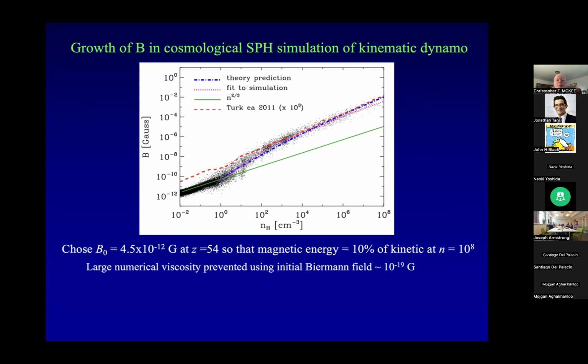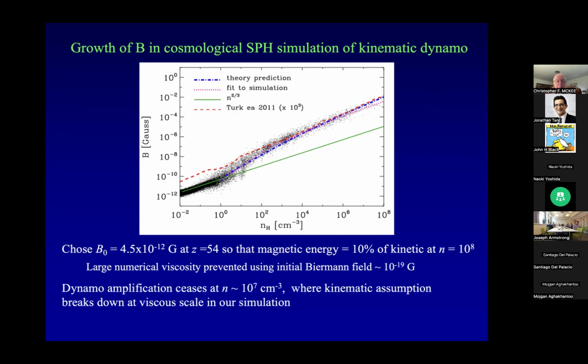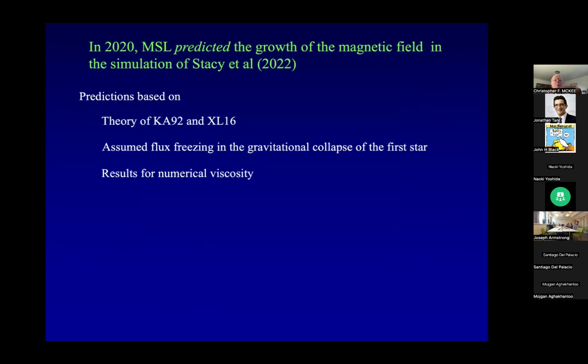And then there was an earlier paper by Turk et al. They chose a weaker initial field, so that it was always in the kinematic phase. And the dynamo amplification ceased at about 10 to the 7th, where our kinematic assumption breaks down. So then we predicted in this 2020 paper, the prediction was based on Kohlrausch and Anderson 92 and Shu and Lazarian 2016. We assumed flux freezing and the gravitational collapse of the first star, and we made estimates for the numerical viscosity in both the SPH and grid-based code.